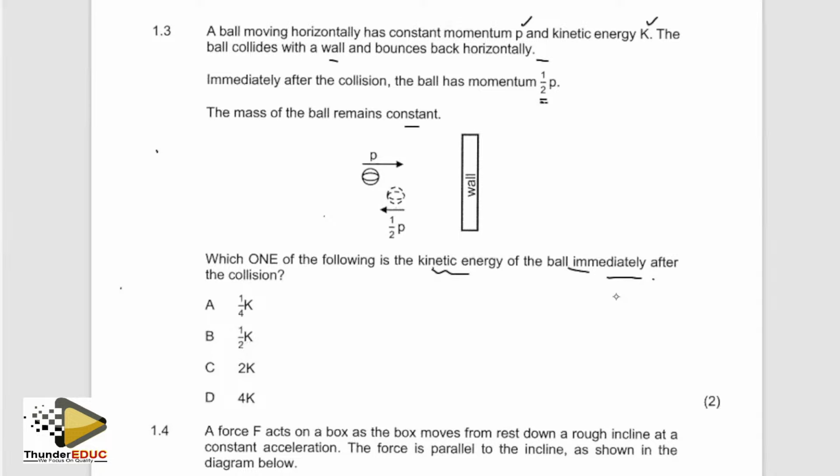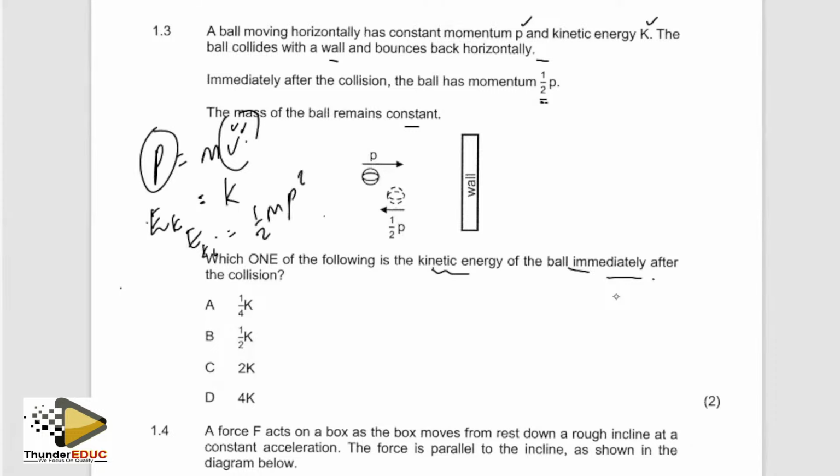Now, one thing we know about momentum is that it is directly proportional to the velocity. The mass stays the same before and after the collision, so where there is V, I can represent it as P. If I'm looking at the kinetic energy, the EK for the first one is just K. So my EK initially is going to be a half M, P squared, because P is directly proportional to V.